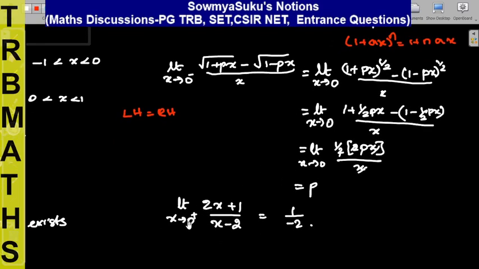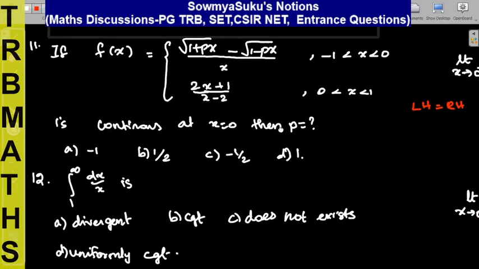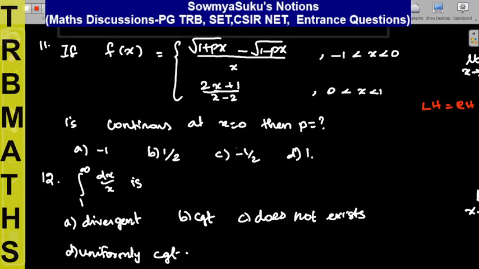Similarly we have to see the right limit. So (2x + 1) divided by (x - 2), as x tends to 0, you will get 1 divided by minus 2. The question given here is continuity, so for continuity the left hand limit is equal to the right hand limit. So the answer here is minus 1 by 2. So option C is the right one.